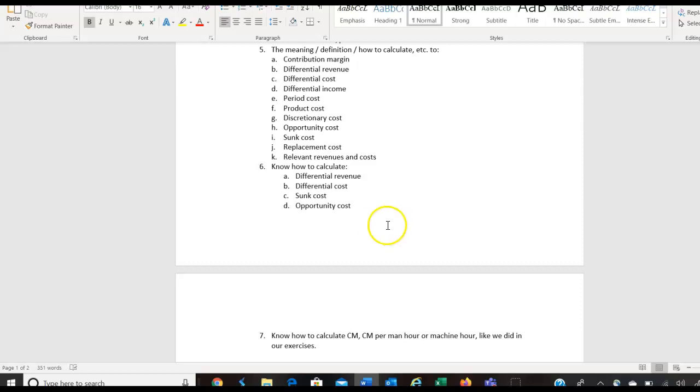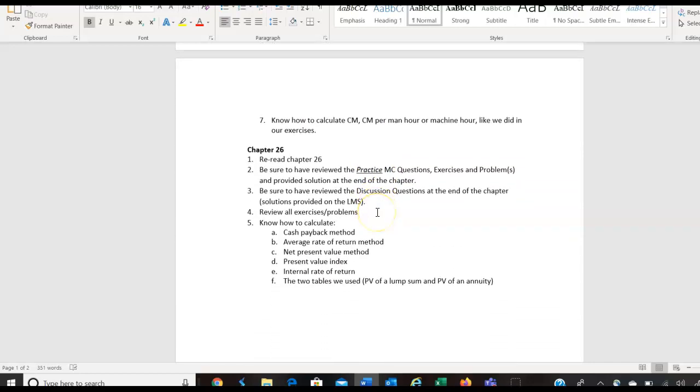Okay, moving to chapter 26, which we just finished. Again, make sure you've read it. If you need to, look at those practice questions and exercises and problems at the end of the chapter. Look at some of those discussion questions. What's the best way to know chapter 26? You've got to understand those exercises, right? You've got to have reviewed those. And there they are, listed in number 5, cash payback.